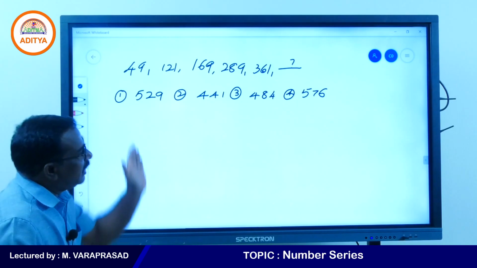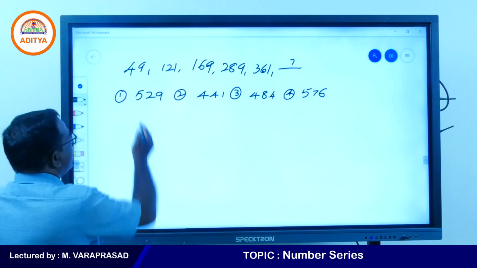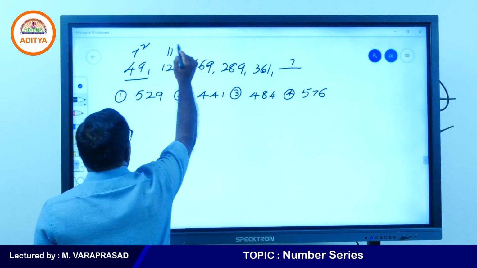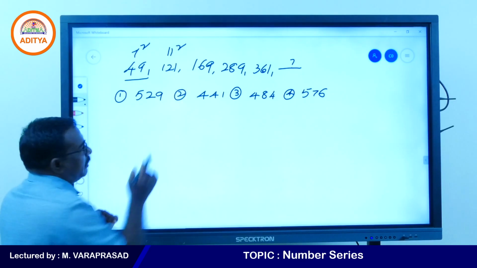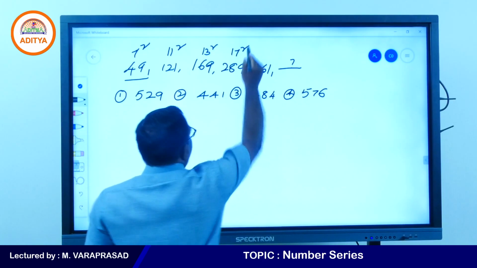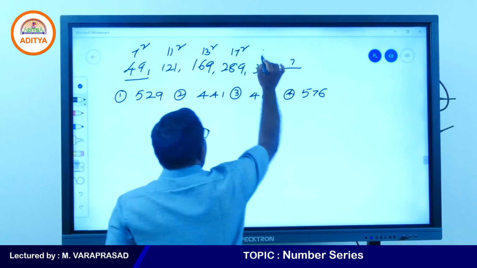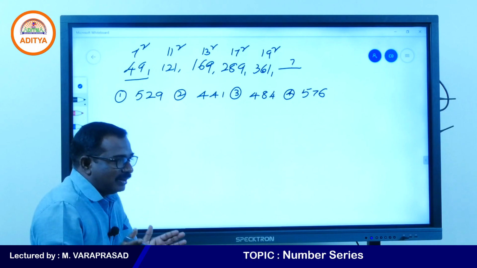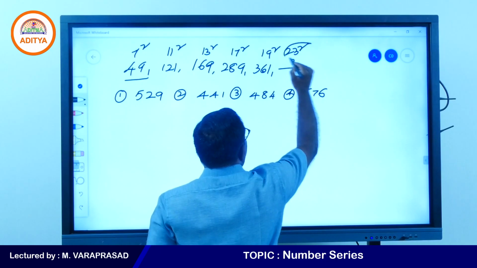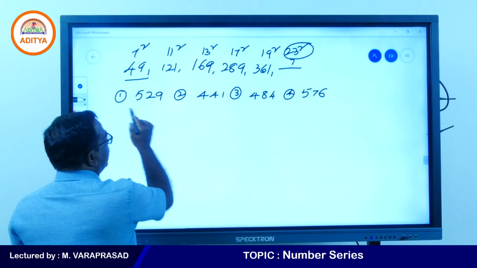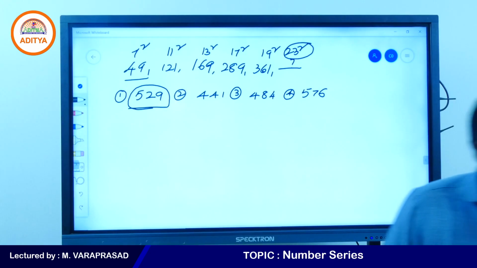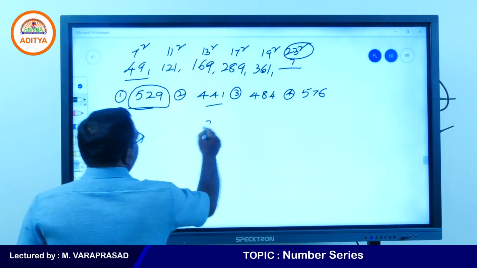Now, what is the question mark place here? This is 7 square, 7 is a prime number. After 7 the prime number 11, so this is 11 square. After 11 is 13, 13 square. After 13 is 17, 17 square, after 17 is 19, 19 square, after 19 is 23. So you will get 23 square, which is 529, the first option. Somebody wrote 441, but 441 means 21 square.